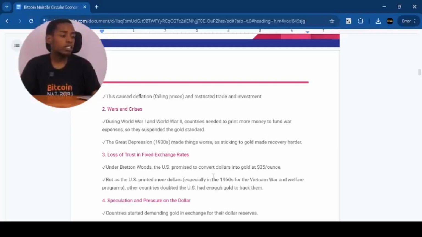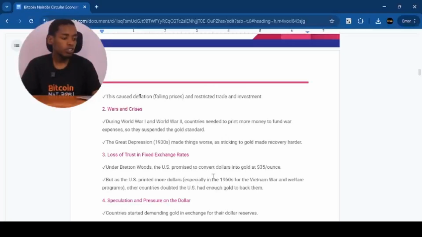Number 2, wars and crises. During World War I and World War II, countries needed to print more money to fund war expenses, so they suspended the gold standard. The Great Depression in the 1930s made things worse, as sticking to gold made recovery harder.